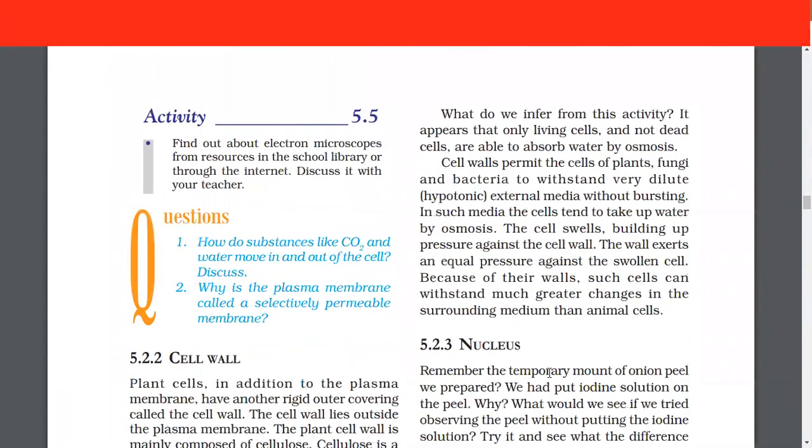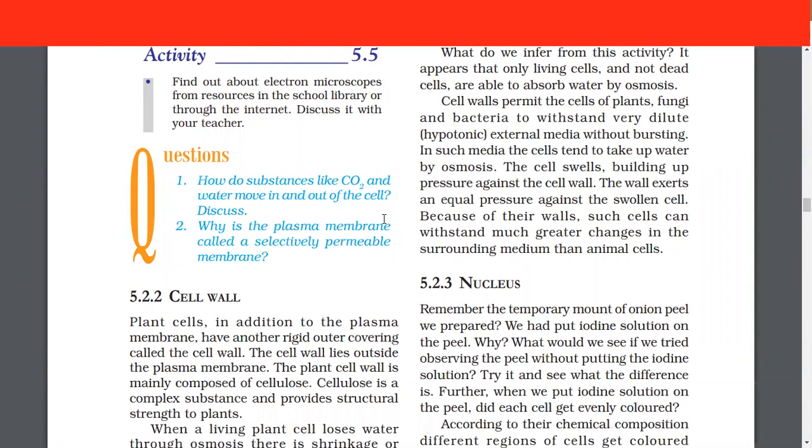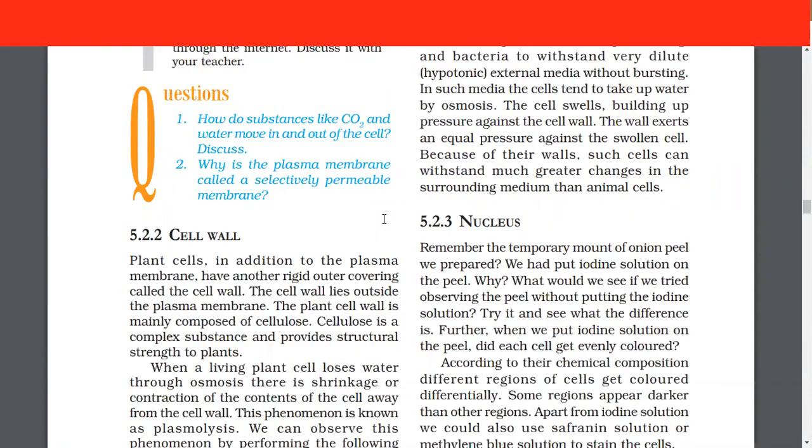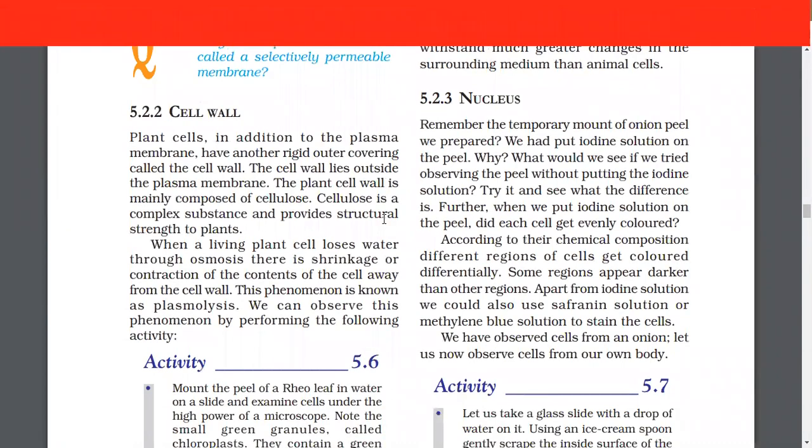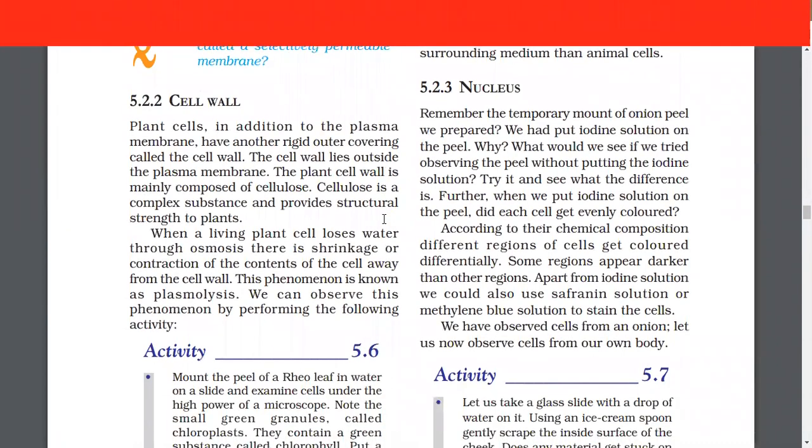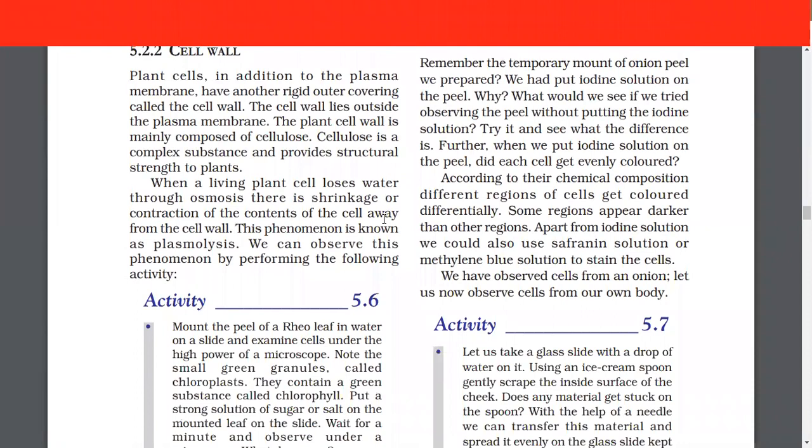Activity 5.5. Find out about electron microscopes from resources in the school library or through the internet. Discuss it with your teacher. Cell wall. Plant cells, in addition to the plasma membrane, have another rigid outer covering called the cell wall. The cell wall lies outside the plasma membrane. The plant cell wall is mainly composed of cellulose. Cellulose is a complex substance and provides structural strength to plants.